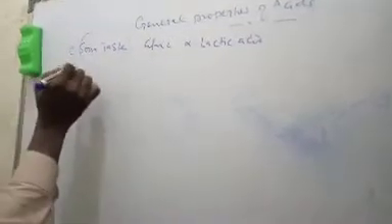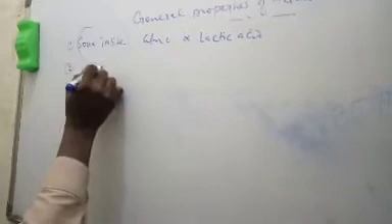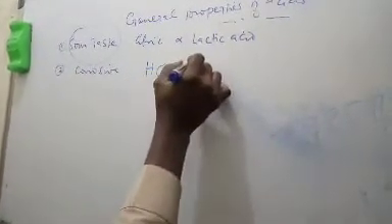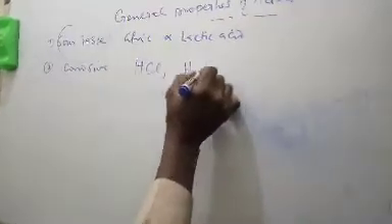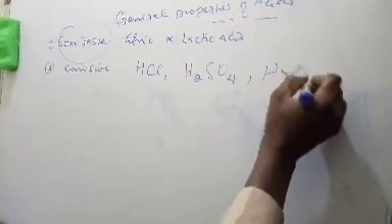Another general property of acids is that they are corrosive in nature. They corrode, they burn, they remove, they peel. Most especially concentrated mineral acids like hydrochloric acid, hydrogen tetraoxosulfate(VI) acid, or nitric acid. They are all corrosive in nature.